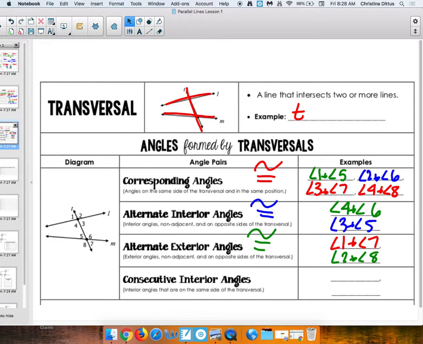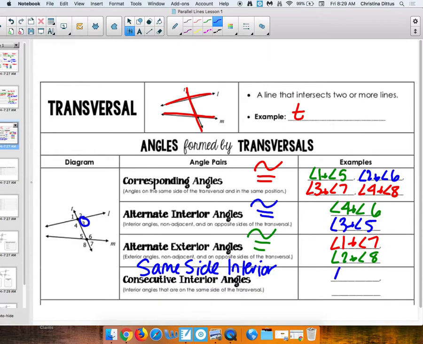The last type of angle we have is consecutive interior, or I want you to write same side interior. Consecutive, same side, they mean the same thing. What do you think it means to be on the same side? Same side of the transversal. Interior still means we're inside our lines. So if I said 3, which one is on the same side? Angle 6. Good. 3 and 6. And then 4 and 5, good.